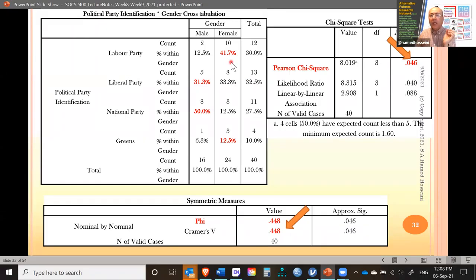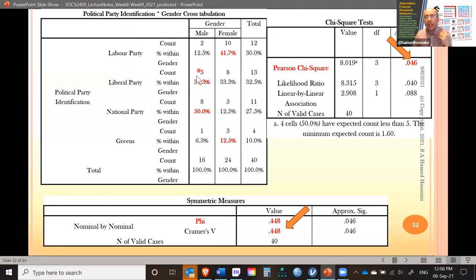So as you can see, the percentages are divided based on the column. These are 100% women. Out of 100% women, 41% of them vote for the Labour Party, and 12.5% of them vote for the Greens, and that's why they are less conservative.